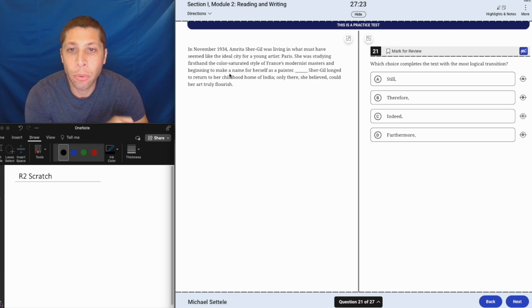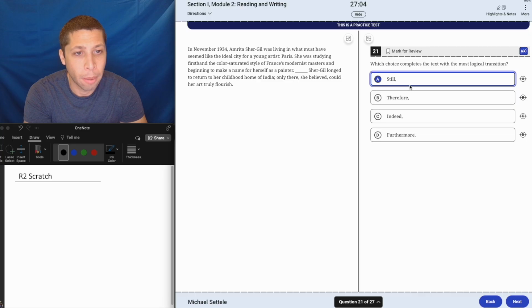In November 1934, Amrita Sher-Gil was living in what must have seemed like the ideal city for a young artist, Paris. She was studying firsthand the color-saturated style of France's modernist masters and beginning to make a name for herself as a painter. Sher-Gil longed to return to her childhood home of India. Okay, this is a "however." She liked it, but she wanted to go to India.